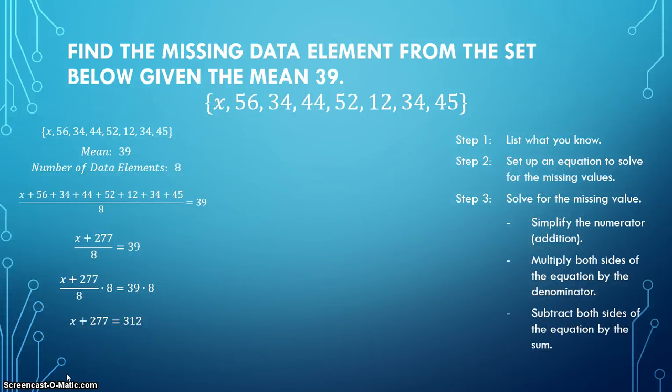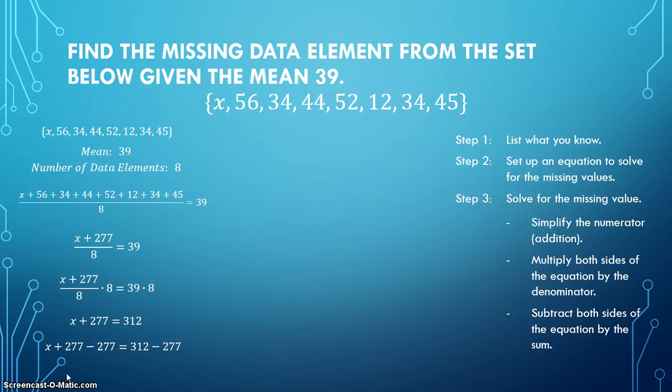How we're going to do that is by subtracting both sides of the equation by the sum. What that means is that plus 277 right over there, we're going to get rid of that by subtracting. Since we're adding 277 to x, we're going to subtract 277 from x. So we're going to set it up to where we have x plus 277 minus 277 equals 312 minus 277. What we do to one side of the equal sign, we always have to do to the other. That's why we have the minus 277s on both sides.